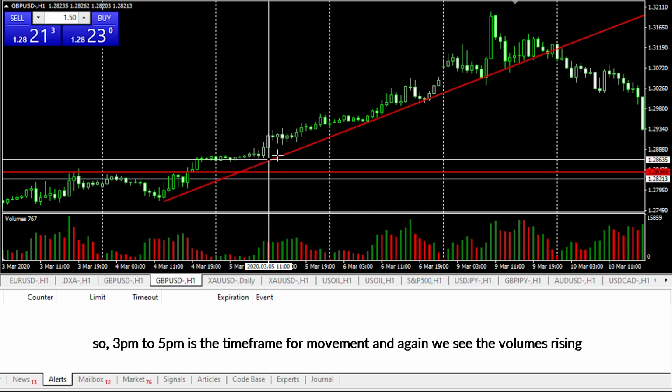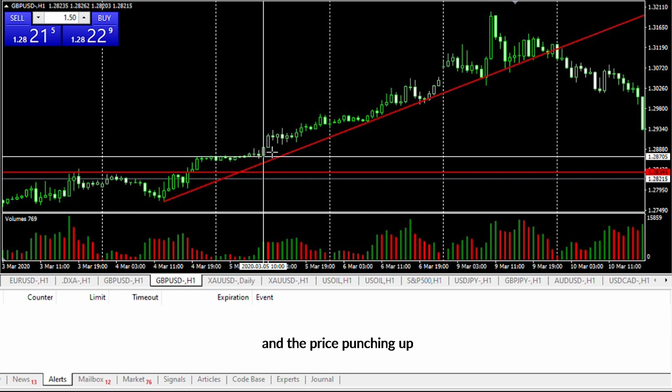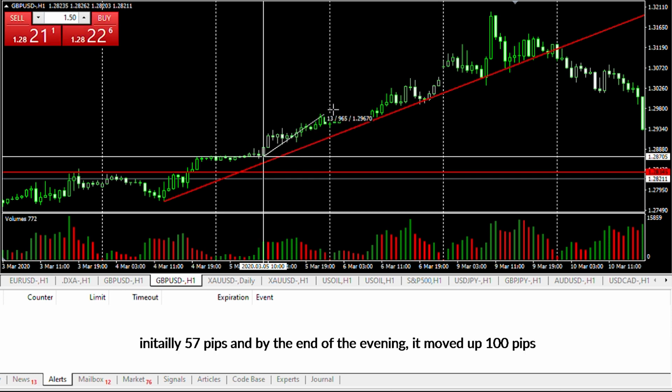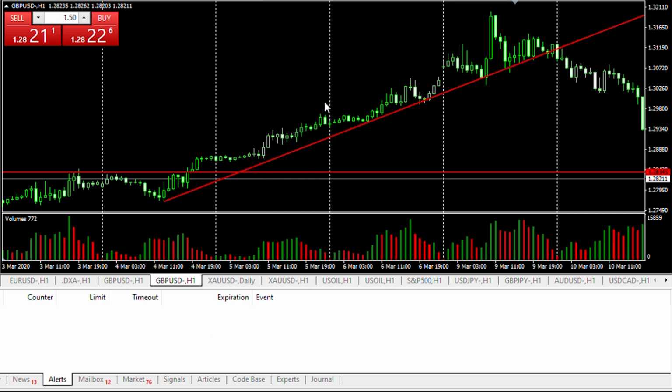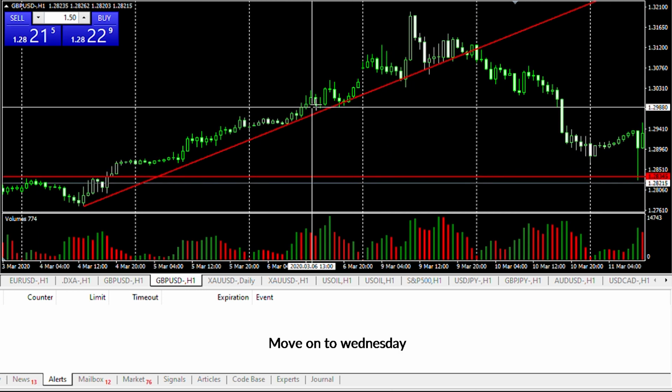So 3 to 5 p.m. is the time frame for movement, and again we see the volume rising and the price punching up, initially 57 pips, and by the end of the evening it moved up 100 pips. Okay, so on 5th of March we had another 100 pips of movement, which you can analyze and easily go for a buy trade. Okay, move on to Wednesday.